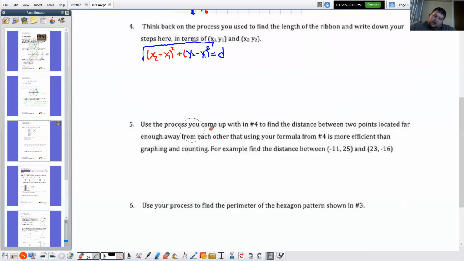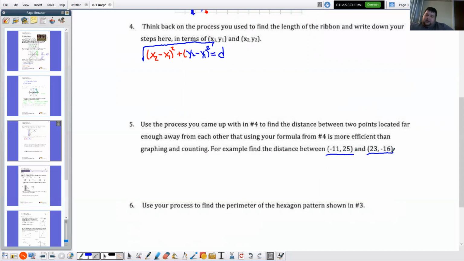Okay, use the process you came up with in number 4 to find the distance between 2 points located far enough away from each other that using your formula from number 4 is more efficient than graphing and counting. For example, let's find this distance right here: (-11, 25) and (23, -16).